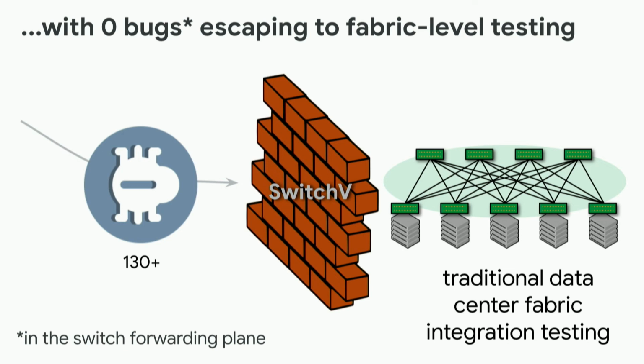And sure enough, a ton of things go wrong when you do that. But none of the bugs we found, 0, were in the forwarding plane of the switch. So that's a very encouraging data point.